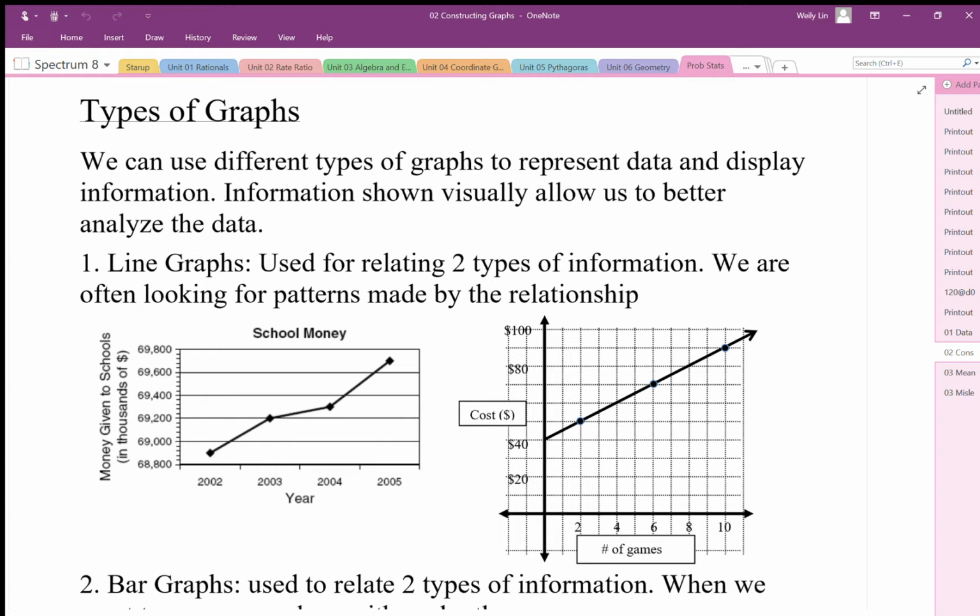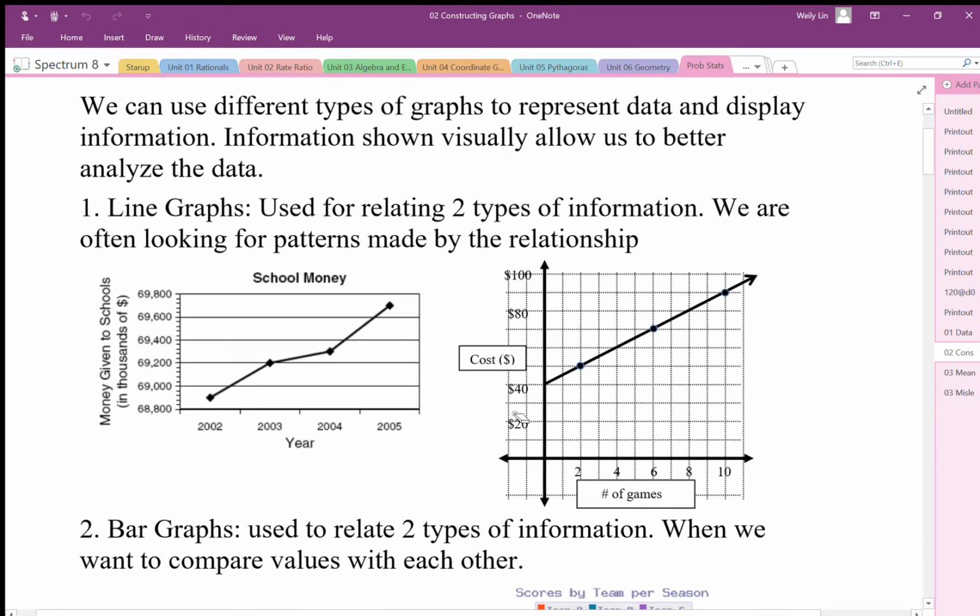Usually with line graphs, you're looking at how two things are related, just like we did with coordinate geometry. We're looking at how two things are connected together. In this case, we want to see how much money is given to schools compared to the year. We can also see the cost of something relative to the number of games played. So we can see patterns and relationships when we see this.